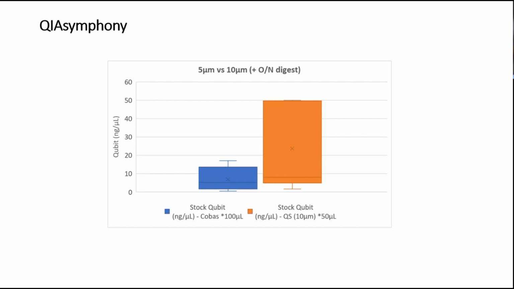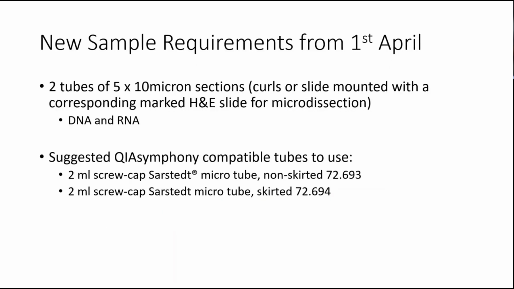So that seems to be, as I say, we're in the final stages of validation, but it looks like if we can just increase the material put in, we'll get a good quantity of DNA coming out of a better quality, which will hopefully help with downstream genomic analysis. So we're hoping to move over to this new extraction platform from the 1st of April.